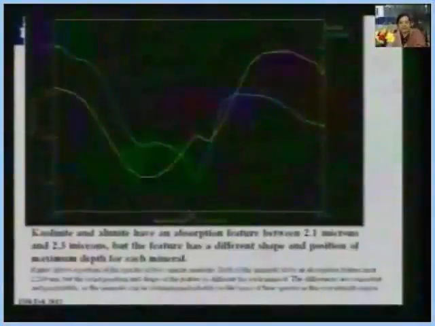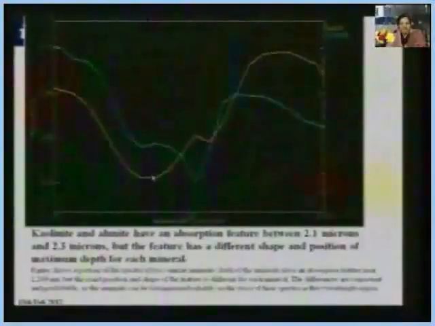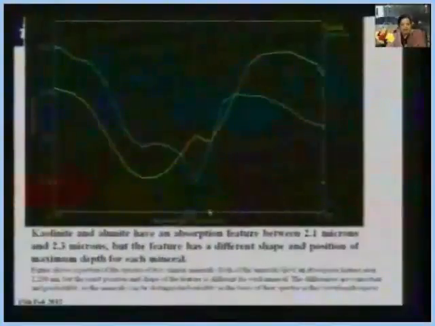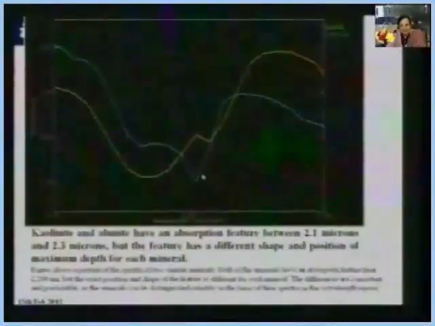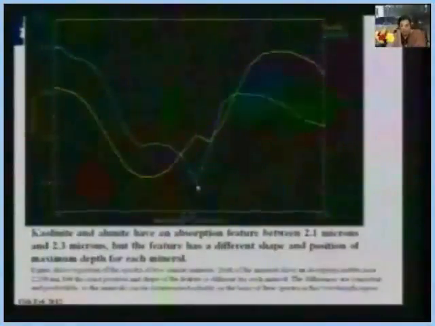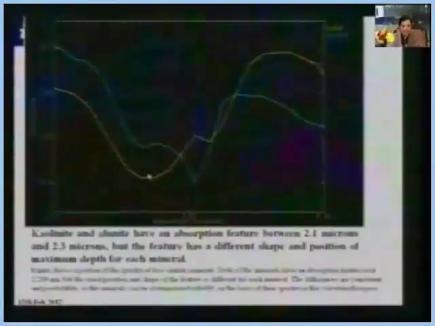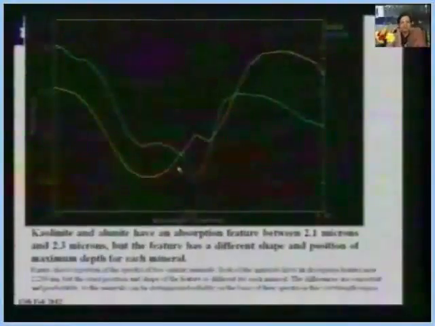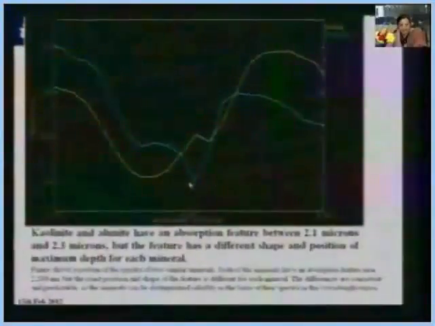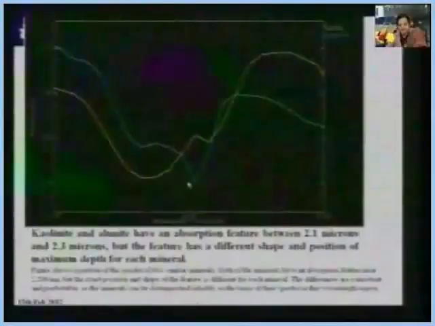For example, these are two minerals, kaolinite and illite. If you look at it, they have an absorption zone between the wavelength region 2.1 to 2.3, and the absorptions have a different shape and position. The blue is kaolinite, and yellow is illite. This is a zoomed-up version of the two minerals. If you look, they have very close regions where these absorptions occur, but their shape and size are different.